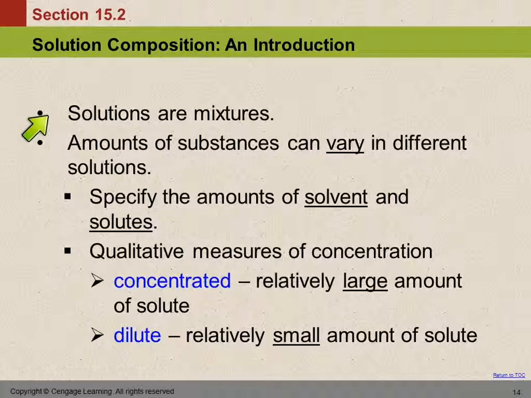So at the beginning, we said that solutions are mixtures. Mixtures are different than compounds. In a compound, you always have the same ratio of the different things, like in water. You always have the same ratio of oxygen to hydrogen. In a mixture, that ratio can vary. The composition can vary. So we can have different amounts of solvent and solute. So we have some qualitative measures of concentration. We can say the solution is concentrated or it is dilute.